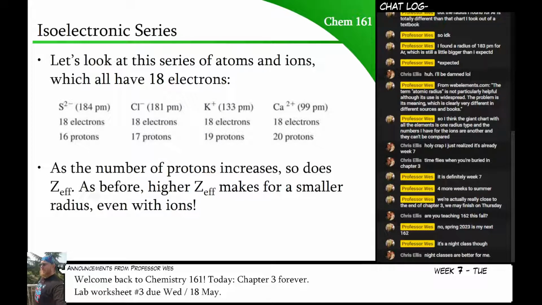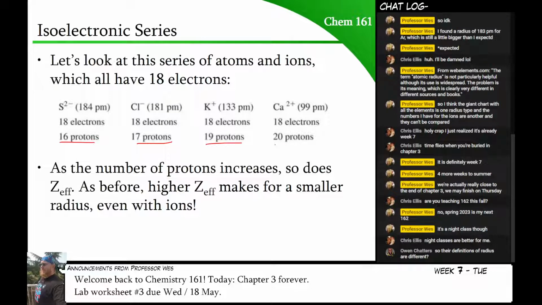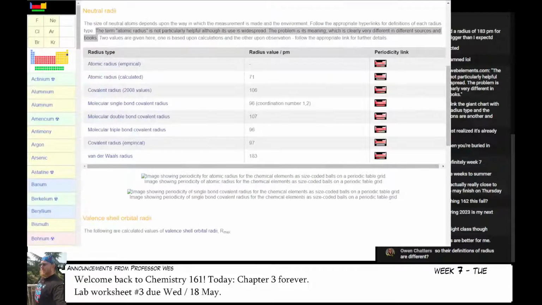But the general gist of what we're saying is true: as Z effective increases, radii go down. That's really what I care about. Their definition of radius will depend on, let me put this back up on the screen because I typed this in the chat too. I still have it highlighted. In the highlighted region in blue, the term ionic radius is not particularly helpful, because although its use is widespread, the problem is its meaning, which is clearly very different in different sources and books.